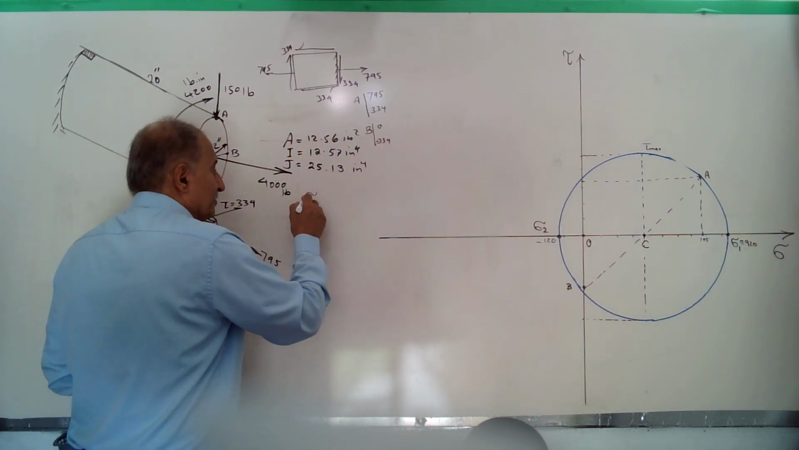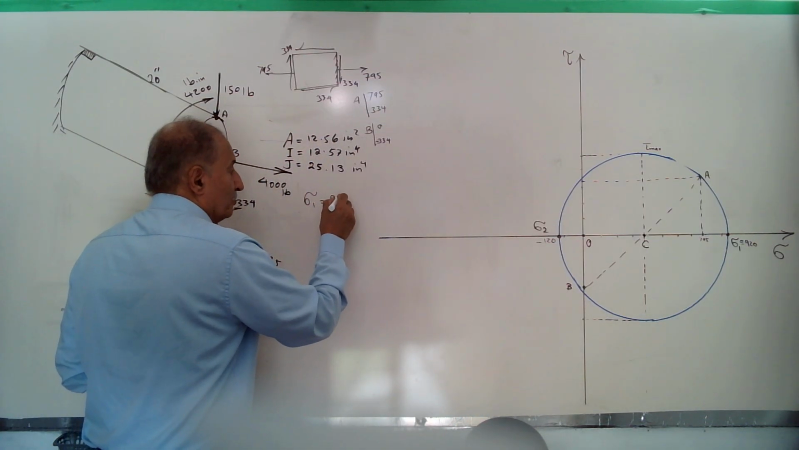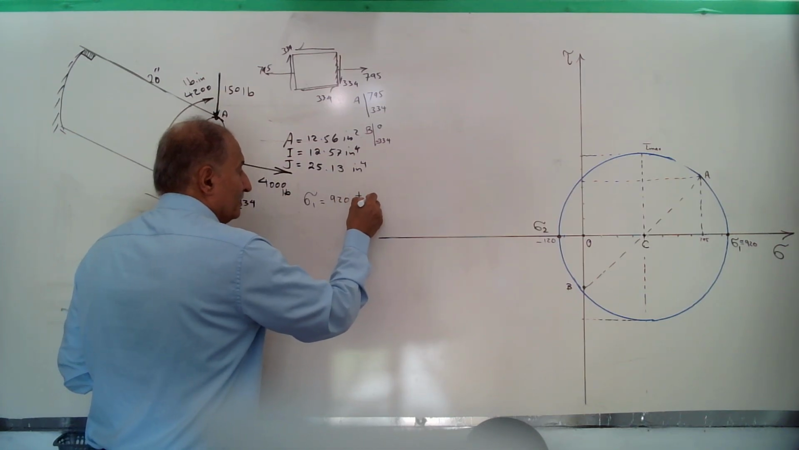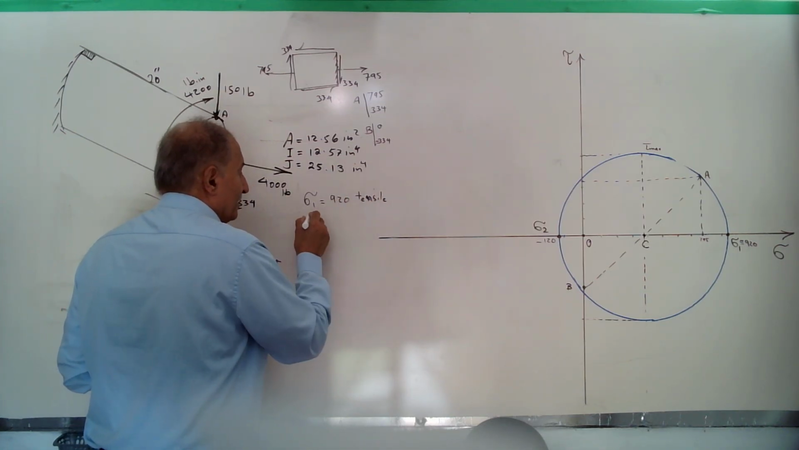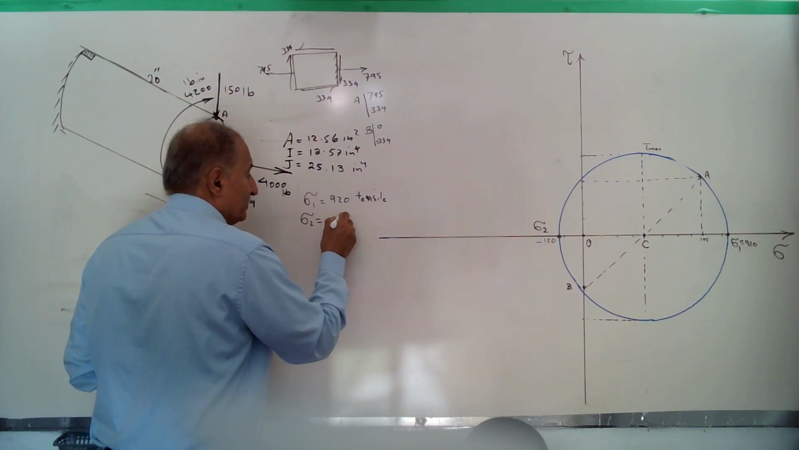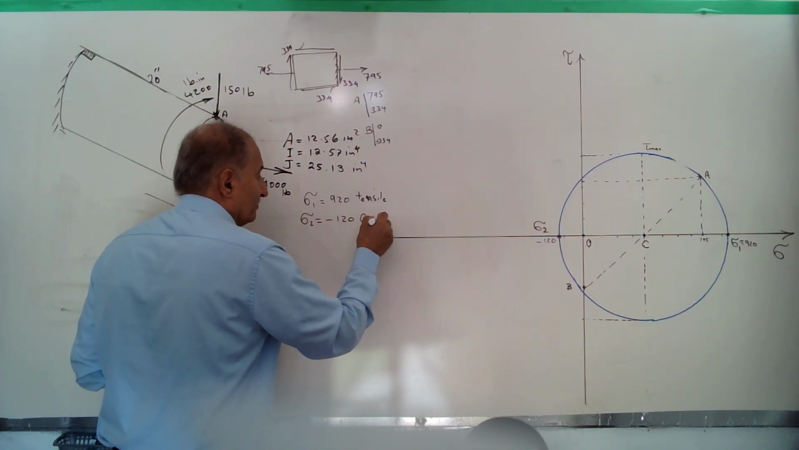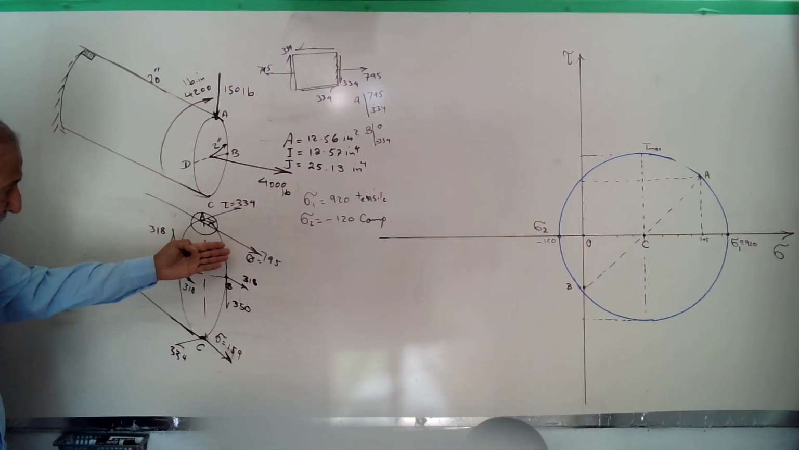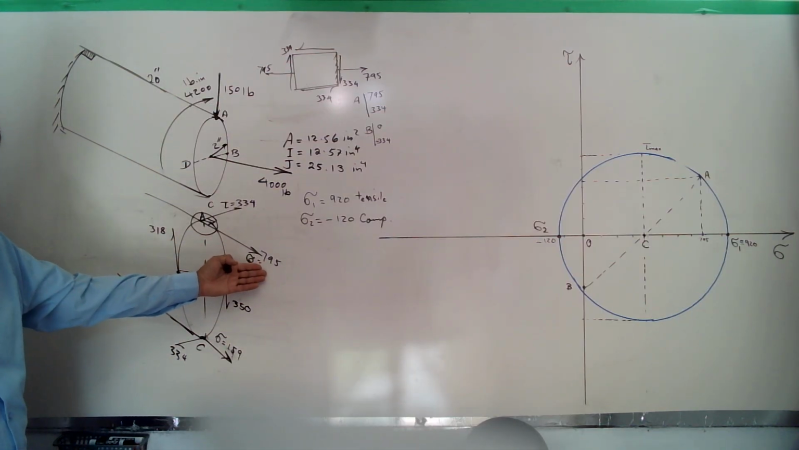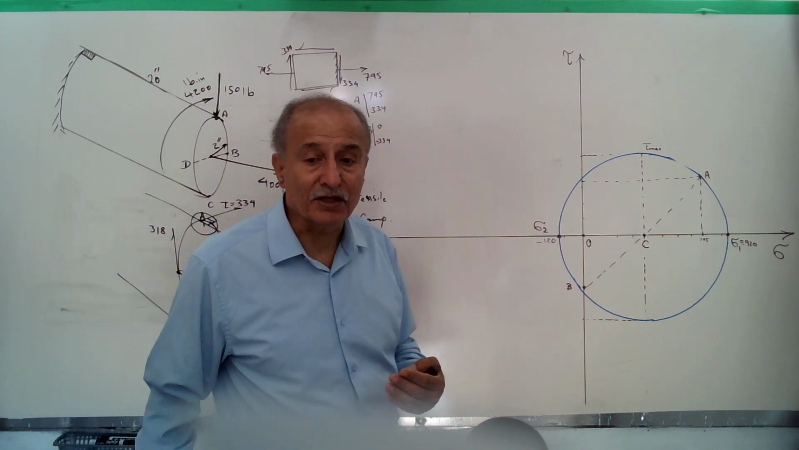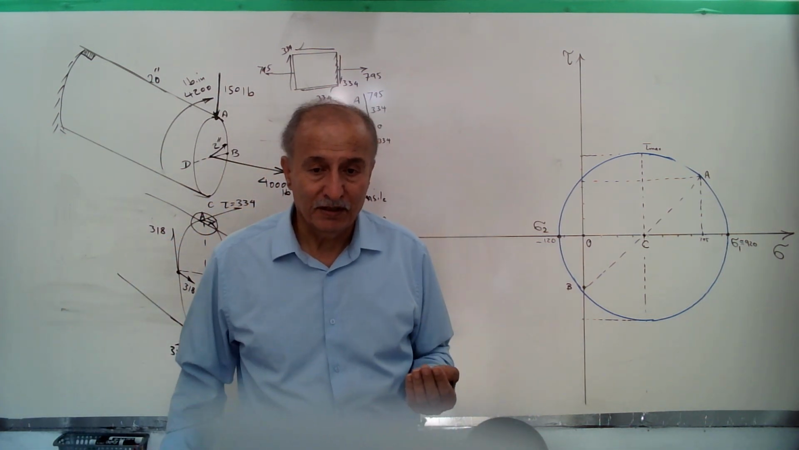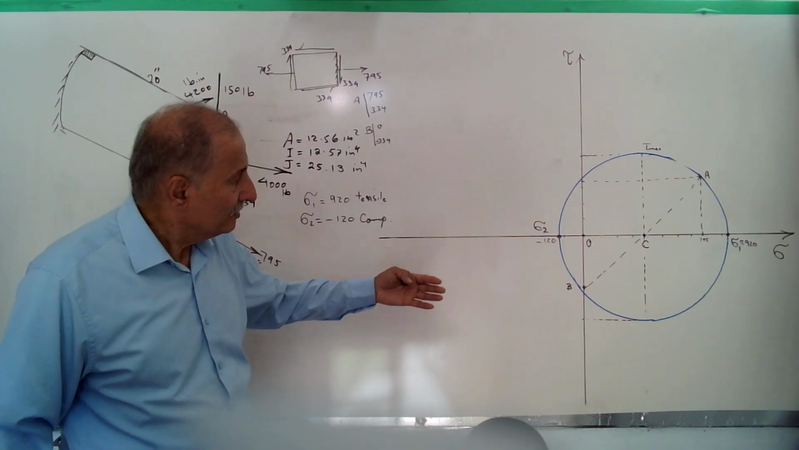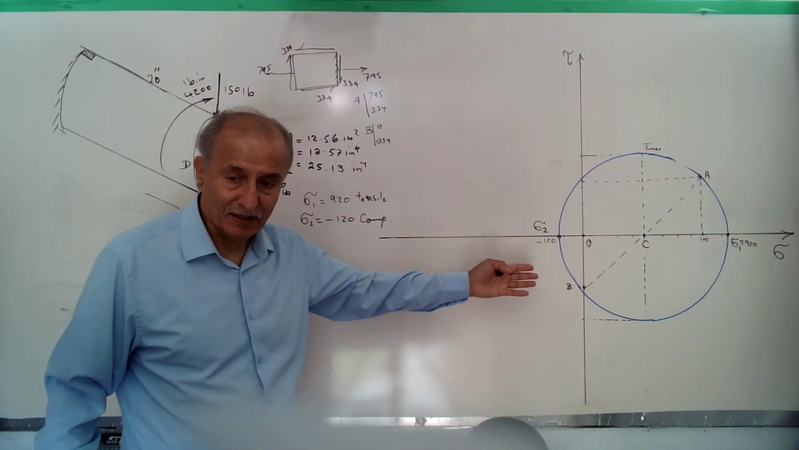Then sigma 1 is 920 tensile, and sigma 2 is minus 120 compressive. You see, it is 920. We never reached that in our calculation. The maximum that we get in our calculation is 795. Then we can use Mohr circle.